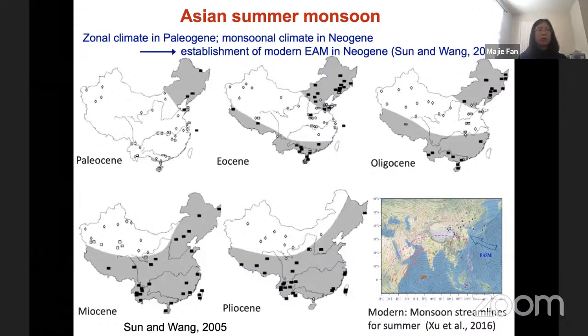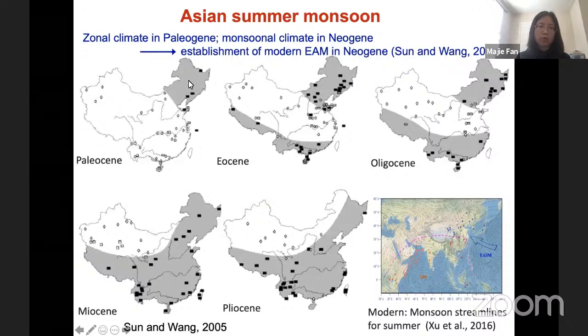So look into a history of the monsoon study. This figure was summarized from Sun and Wang in 2005. This research was based on a large compilation of lithological data sets as well as paleobotanical data sets in China. That basically showed that zonal climate characterized the Paleogene, but the monsoonal climate started in Neogene time.